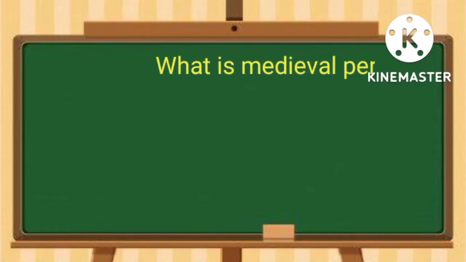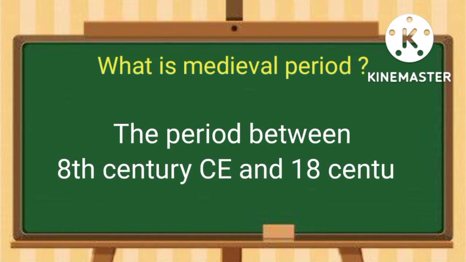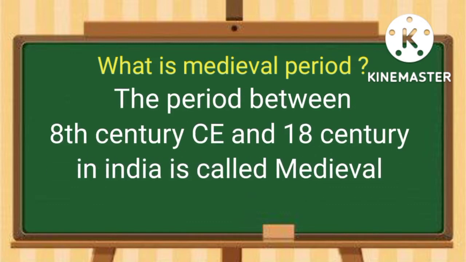Delhi is an important city now, and it was an important city from the medieval period. What is the medieval period? The period between the 8th century CE and the 18th century CE in India is called the medieval period. And why was it such a popular and important place?